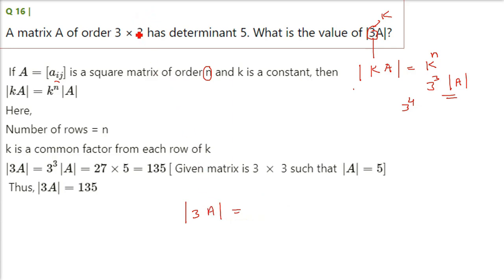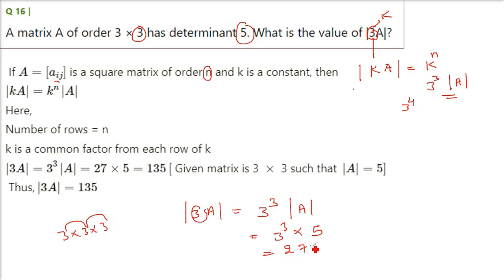So how do we do this? First, we take K outside, raising it to the power of the order, 3 to the power 3, and the determinant has the value 5. So 3 raised to 3 is 3 into 3 into 3: 3 threes are 9, 9 threes are 27. So 27 into 5 is going to be 135.